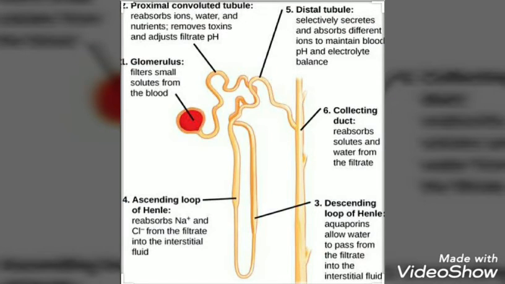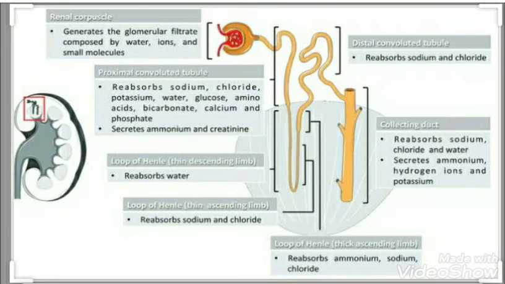And the rest of the blood left behind in the glomerulus after the ultrafiltration is very thick, and it is sent back to the body through the renal vein. Moving forward, the glomerular filtrate is forwarded to the proximal convoluted tubule.